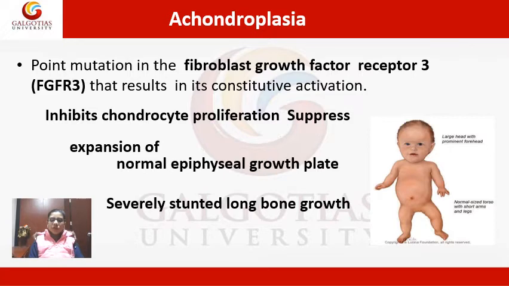It is caused by a point mutation in the fibroblast growth factor receptor 3, known as FGFR3, which results in its constitutive activation. It inhibits chondrocyte proliferation, suppresses expansion of the normal epiphyseal growth plate and severely stunts long bone growth. Generally it is found in long bones, and it inhibits the growth of the bone because the bone is not in its normal fashion. It has turned into a different shape.